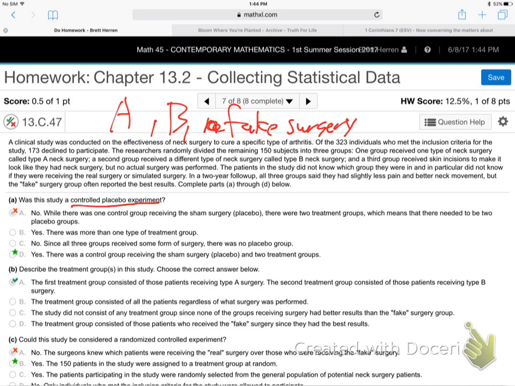C, could this study be considered randomized controlled? Yes, the 150 patients in the study were assigned to treatment groups at random. They just took the 150 and broke them into groups at random. So it's a randomized controlled experiment. So you're going to get truth out of that. That's why they do that, because they want to know, which is good, right?